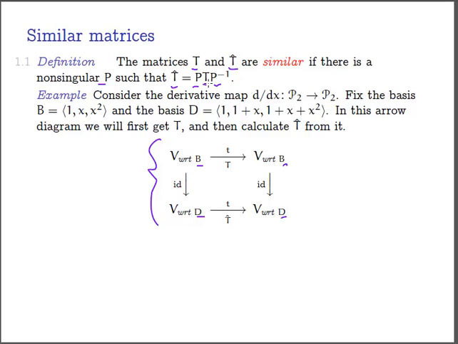All right, so let's do a practical example. Consider the derivative map. We're familiar with this. Let's consider first the standard basis of degree 2 polynomials, and here's an alternative basis. It's pretty clear that this is a basis. We've seen arguments like that before.